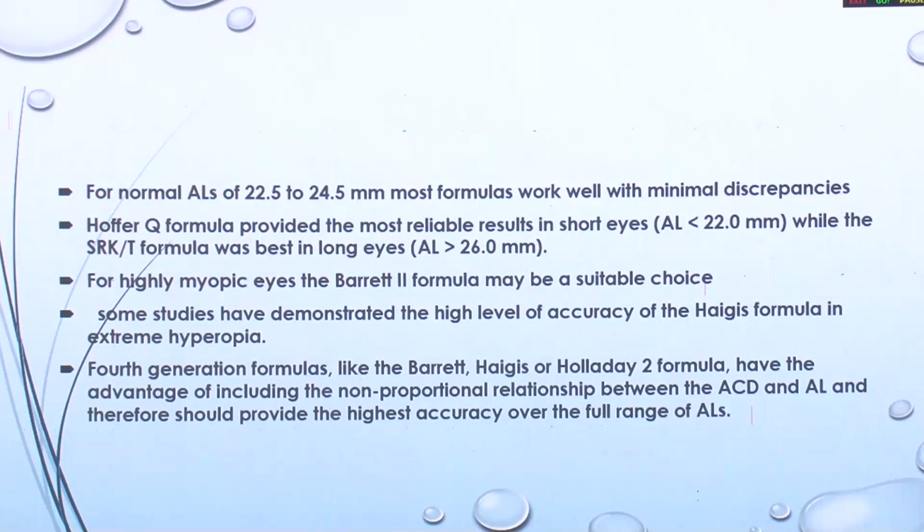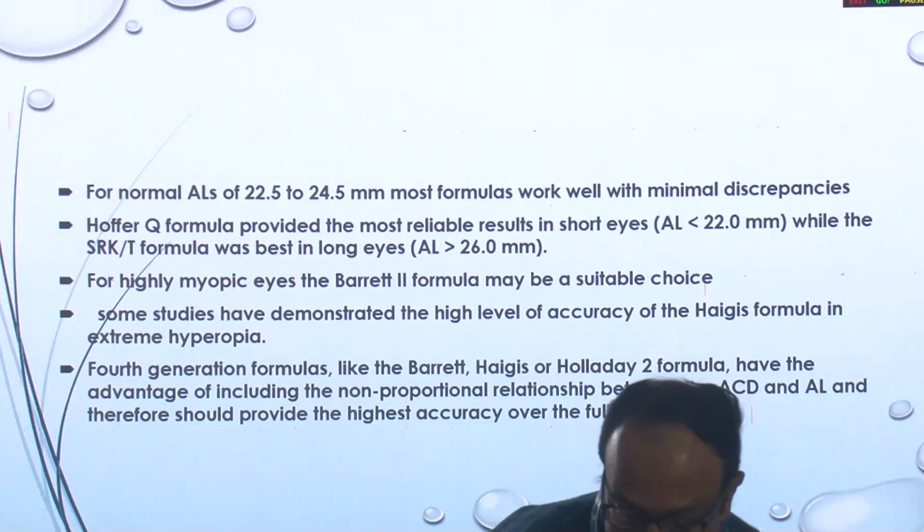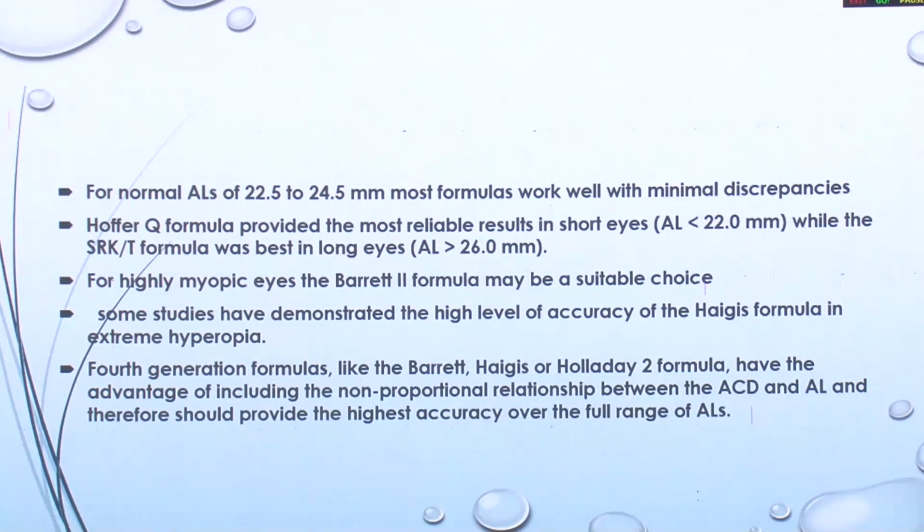So for normal axial length from 22.5 to 24.5, most formulas work very well with minimal discrepancies. Haigis and Hoffer Q formula provides the most reliable results in shorter eyes, while SRK/T was best in long eyes. For high myopia, even Barrett's Universal II formula may be a suitable choice. Some studies have demonstrated a high level of accuracy with the Haigis formula in extreme hyperopia.